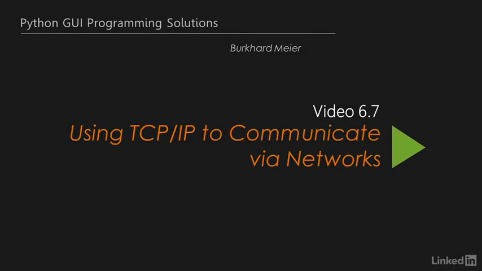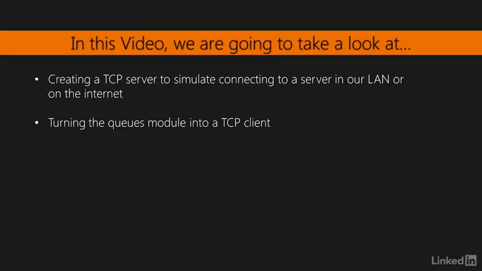In the previous video, we looked at using dialog widgets to copy files to your network. We'll use TCP/IP to communicate via networks. In this video, we'll create a TCP server to simulate connecting to a server in our local area network or on the internet. We'll then turn our queues module into a TCP client.